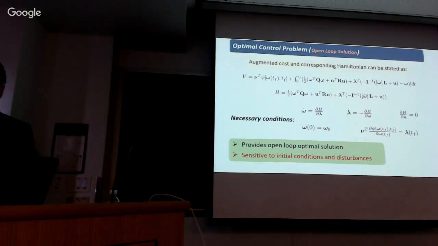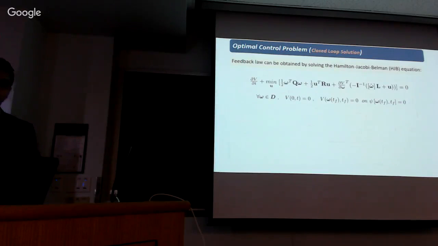By taking a variation of the augmented cost, I can find the necessary conditions of this optimal control problem. I will have two sets of differential equations, and two sets of boundary conditions and optimality conditions. These differential equations and boundary conditions will form a two-point boundary value problem. By solving this two-point boundary value problem, I can find the open loop solution. And as I said, this solution is sensitive to the initial condition. So if you change the initial condition, or if you have a disturbance in your initial condition, you have to solve this two-point boundary value problem again.